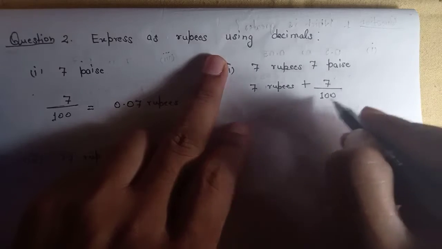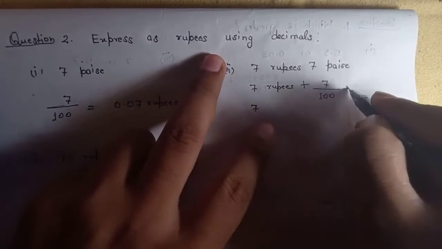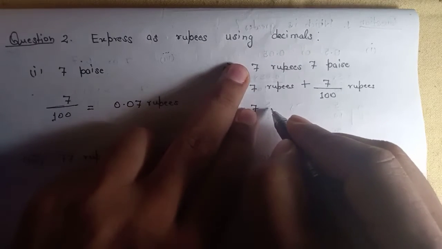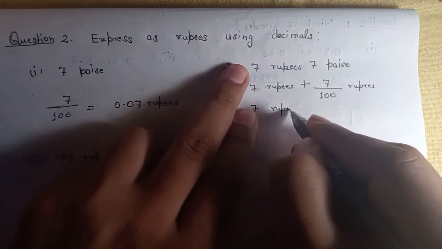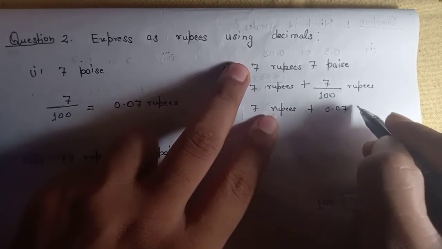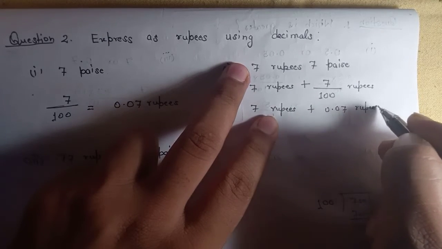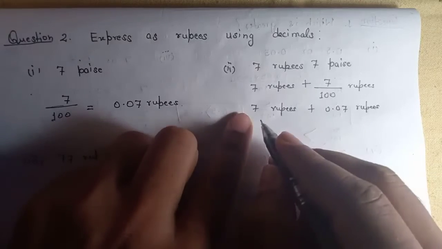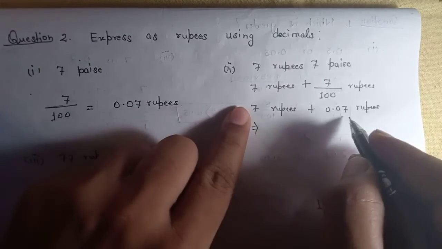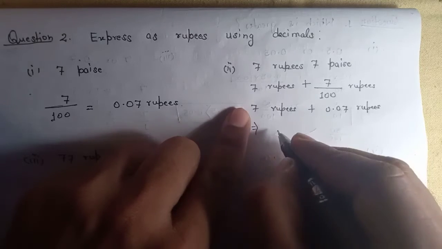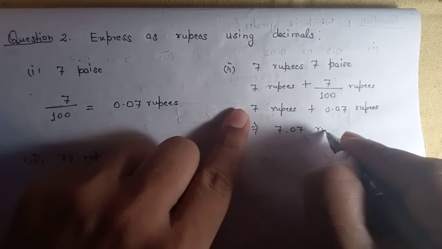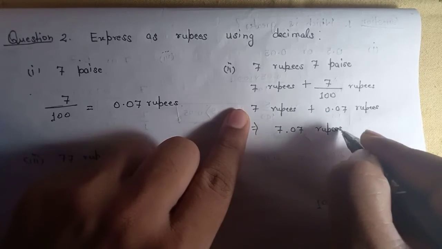So it becomes 7 rupees plus 0.07 rupees. And when you add both the numbers, both are rupees, so you will get the whole amount in rupees. Then when you add the 7 and 0.07, you get 7.07 rupees.